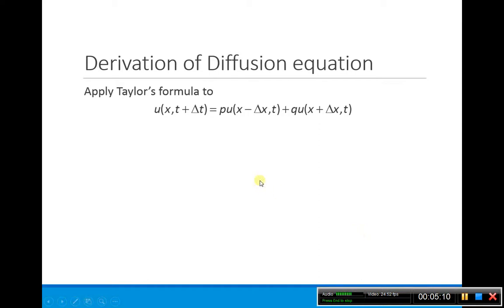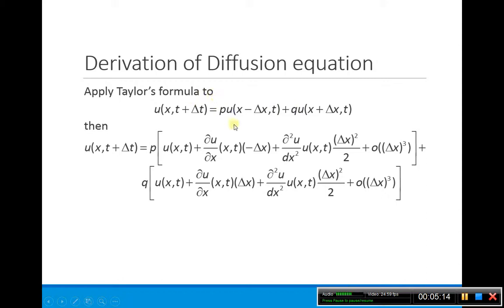Now we're going to apply Taylor's formula to this. We're going to expand u(x minus delta x, t) using Taylor's formula. This is something you've seen before in calculus. Here we expand u(x minus delta x, t) in this way, and similarly u(x plus delta x, t) in this manner.